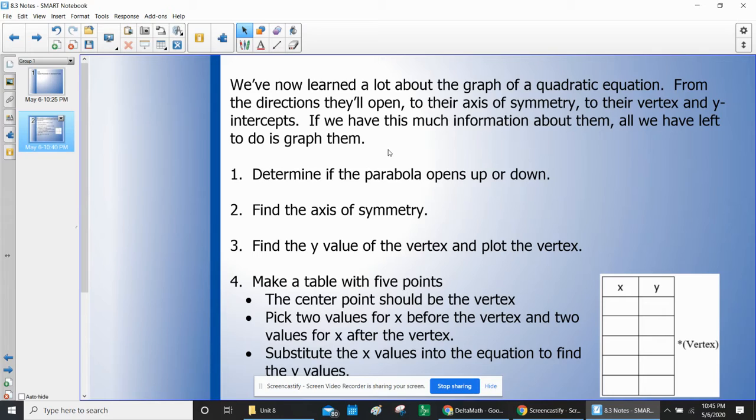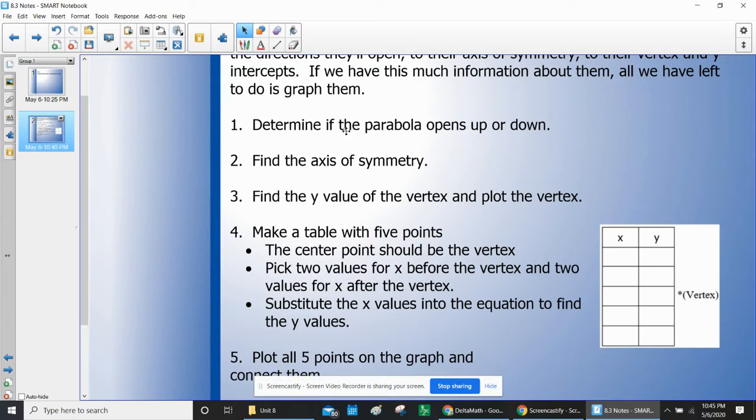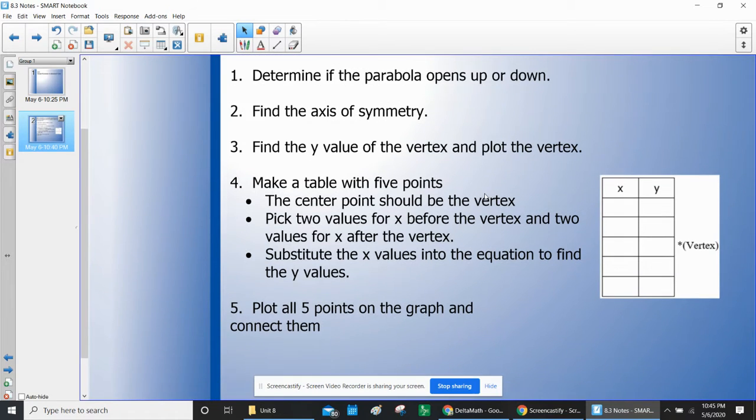their y-intercept should lie. So all we really have left to do now is take all of that information and plot it on a graph. So that's what we're going to do. First thing we'll be looking at is, does the parabola open up or down? Just to give us a general idea of what the graph is going to do. Then we're going to find our axis of symmetry. We'll do our opposite of b over 2a. And then we'll find the y value of the vertex and plot that point.